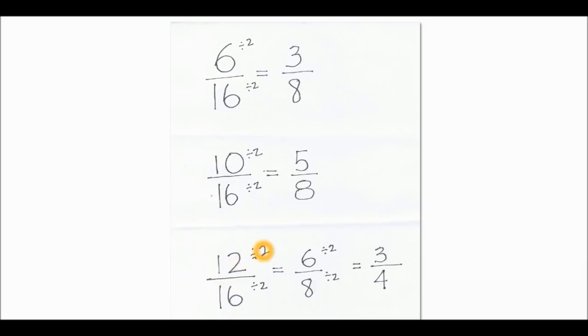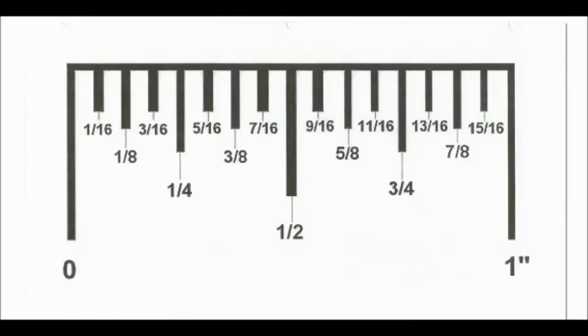So you reduce by 2. 12 reduced by 2 is 6. 16 reduced by 2 is 8. 6/8 can still be reduced by 2. So 6 reduced by 2 is 3. 8 reduced by 2 is 4. And so now 12 over 16 is actually 3/4 of an inch. So if we go back and look and we count 1, 2, 3, 4, 5, 6, 7, 8, 9, 10, 11, 12. The 12th line is 3/4.